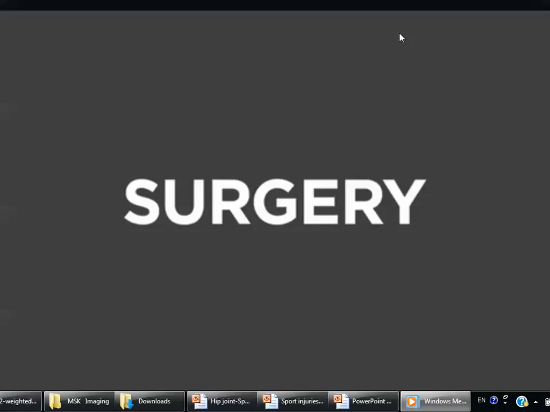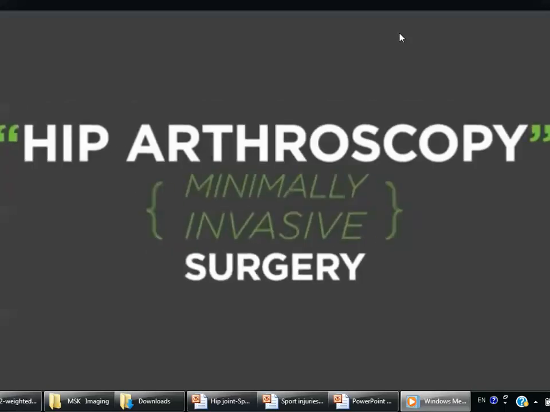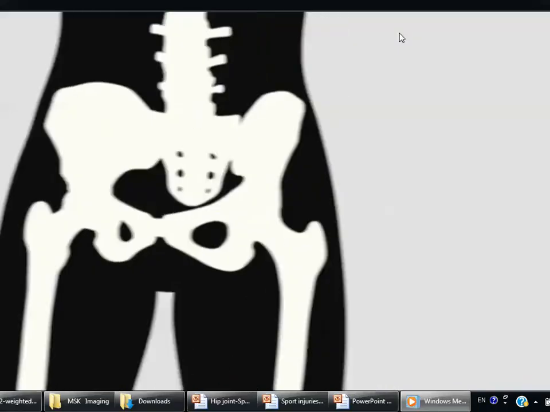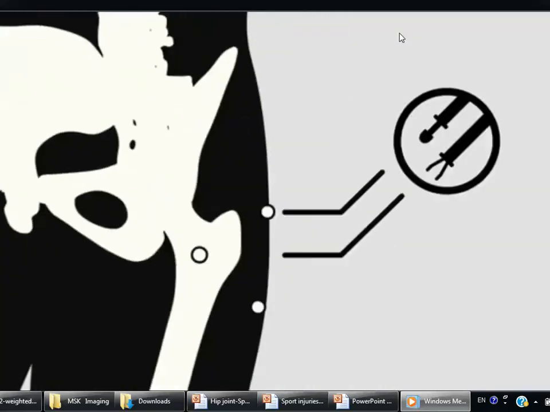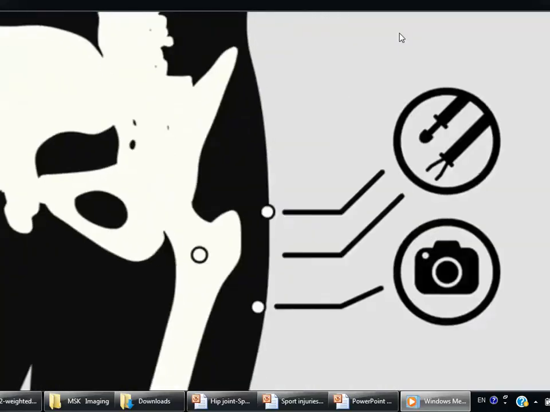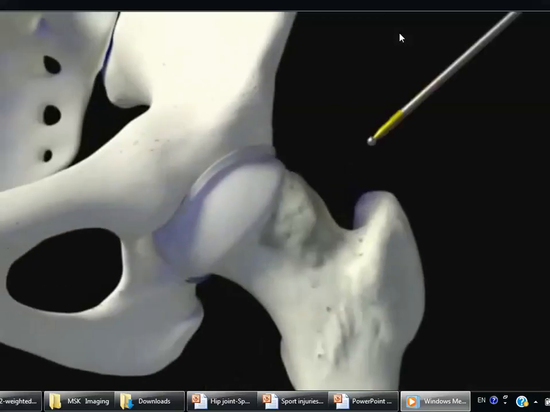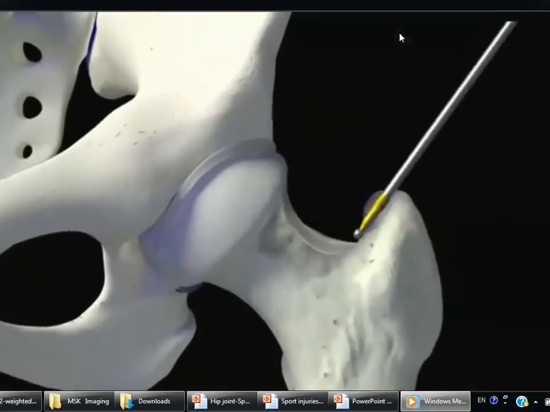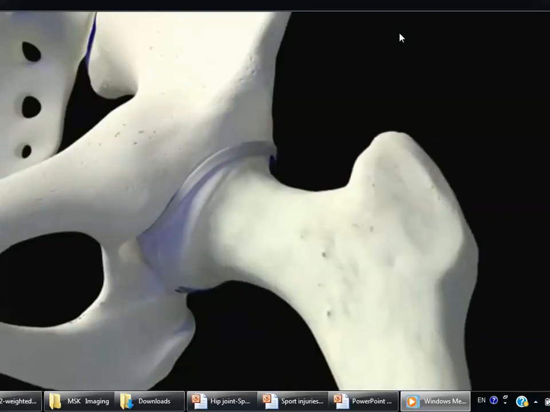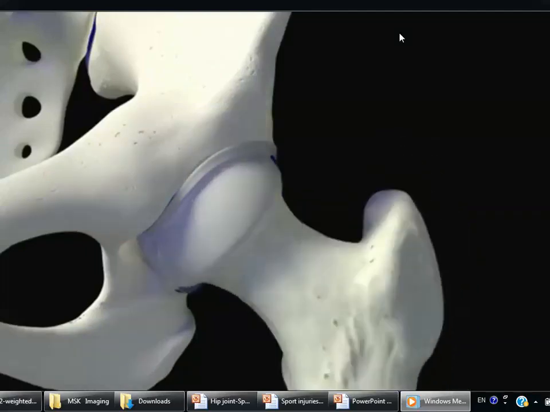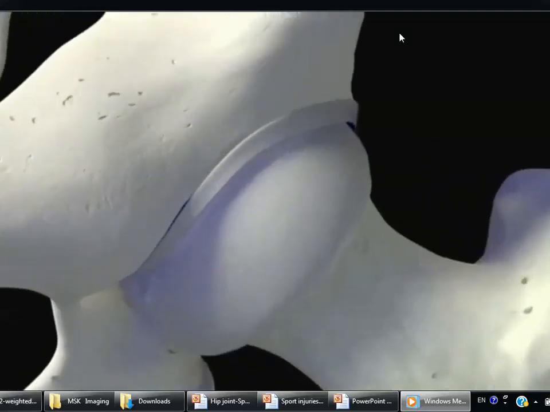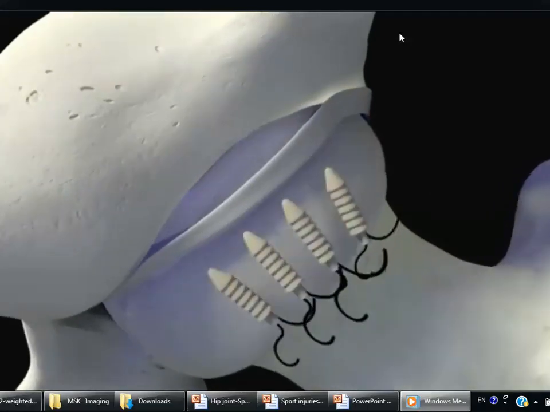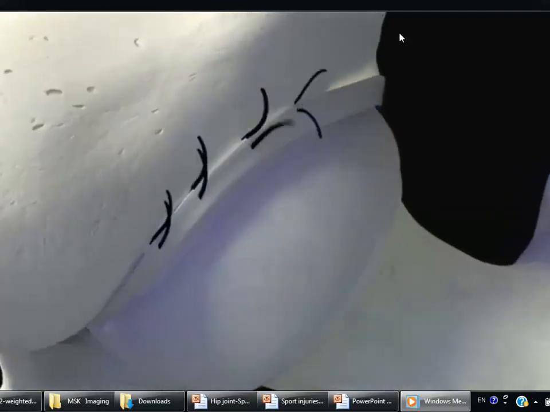One option is called hip arthroscopy, a minimally invasive surgery. First, your surgeon will make 3 small incisions, 2 for the instruments and 1 for a camera. Next, the surgeon shaves down the extra bone. This smooths out the shape of the joint and improves the range of motion of your hip. And finally, if your labrum is torn or detached, your surgeon carefully stitches the labrum back to the edge of the socket.